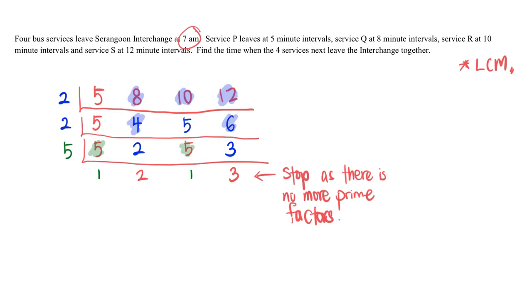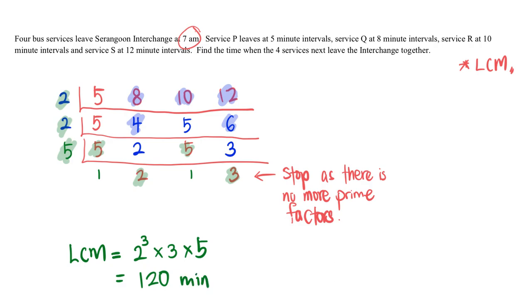Okay. So the lowest common multiple here that we would have is equals to 2 times 2 times 2 times 5 times 1 times 1 times 3. So it's 2 power 3 times 3 times 5, and that will give me a value of 120. So going back to this question, you will then see that it will be 120 minutes later that they will next leave the interchange together.